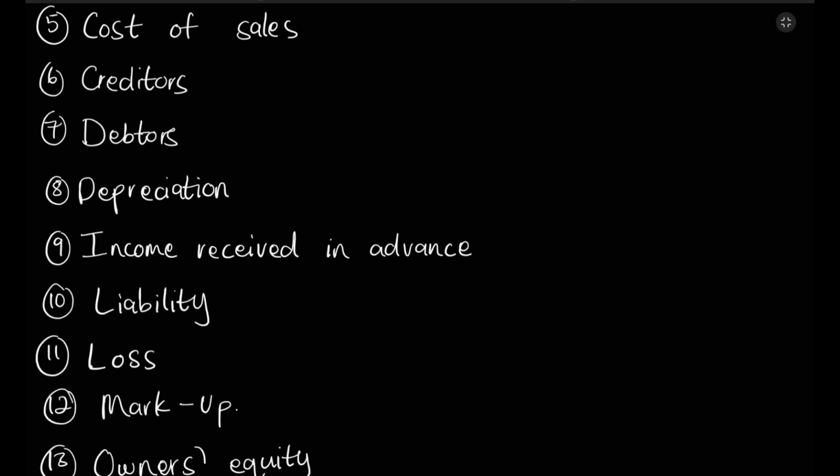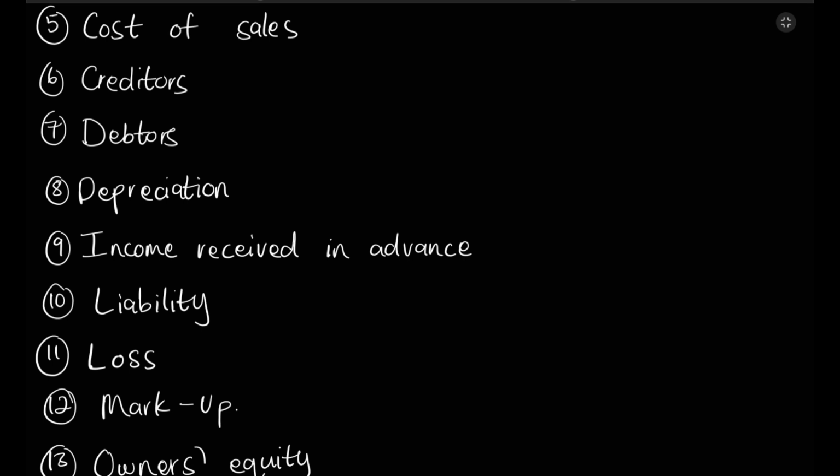Okay. Number 6, we have creditors. Creditors are people or suppliers the business owes money to. In simple terms, the people the business still needs to pay. In a simple example, you could say a furniture supplier waiting to receive payment from the business.